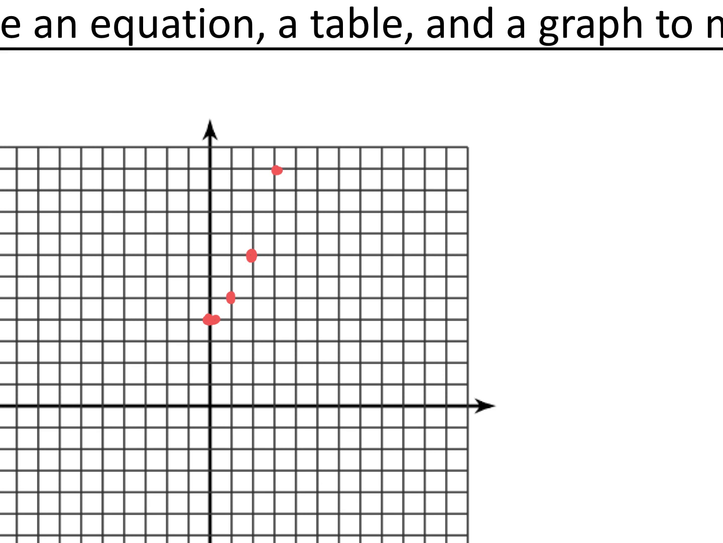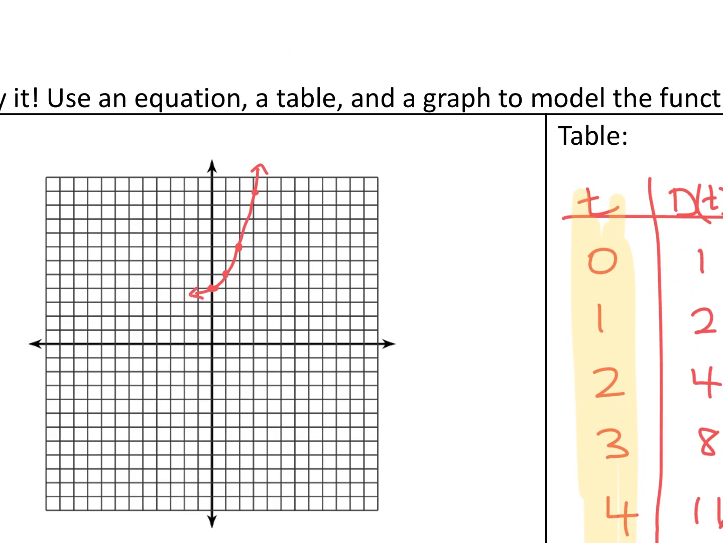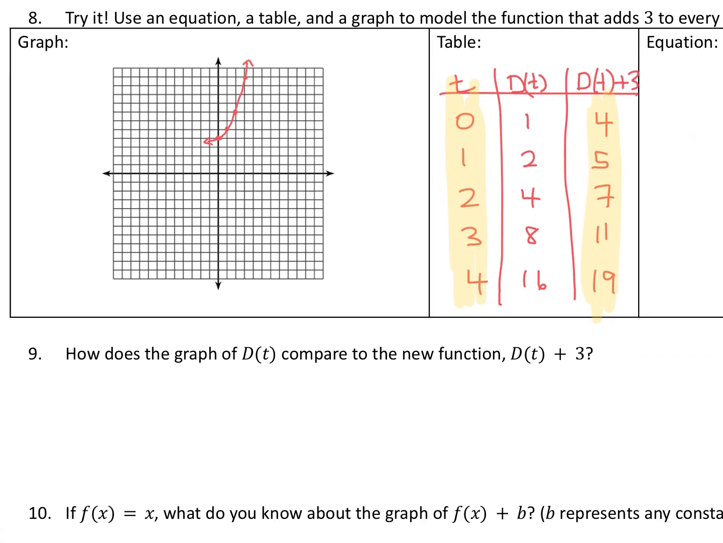So this looks really, really similar to the one that we just did, but just raised 3 boxes. So I think that our prediction was correct. How does the graph of d of t compare to the new function d of t plus 3? It is shifted up 3 boxes. Yes. It is shifted up 3 boxes. Okay, cool.